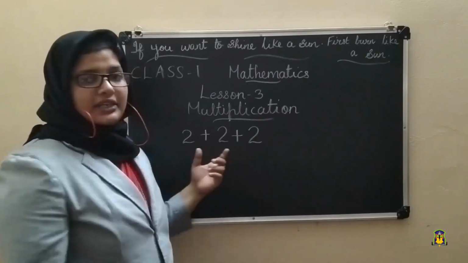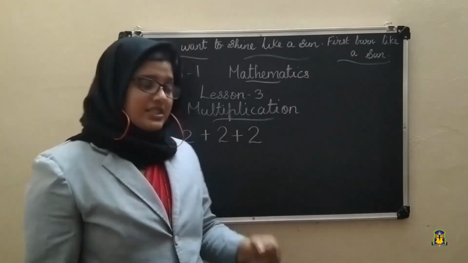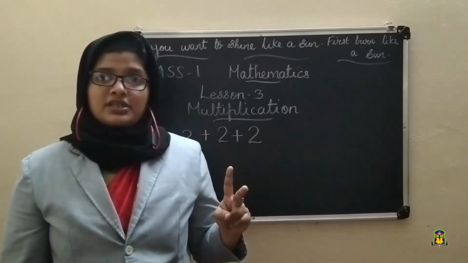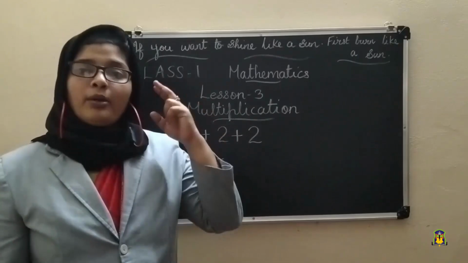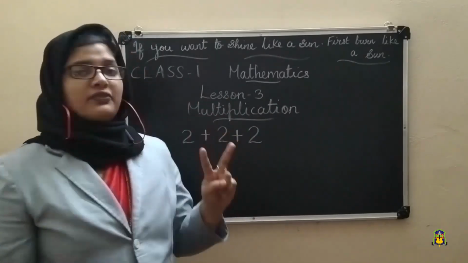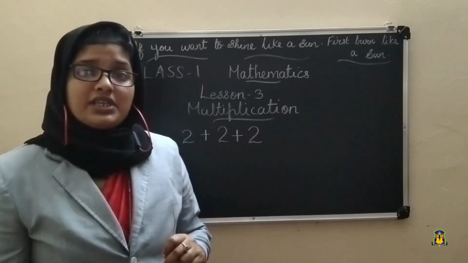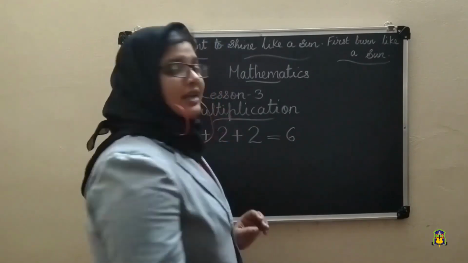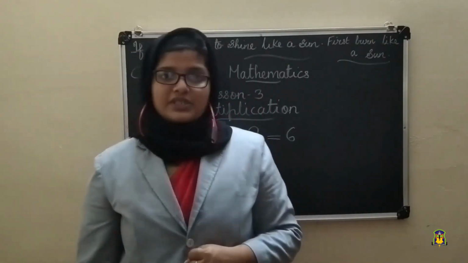We already studied 3 number addition, isn't it? So all of you say the answer. 2 in your mind, 2 in your fingers. After 2, 3, 4. Then 4 in your mind, 2 in your fingers. After 4, 5, 6. So what is the answer? Yes, 6. Total 6 apples are there.